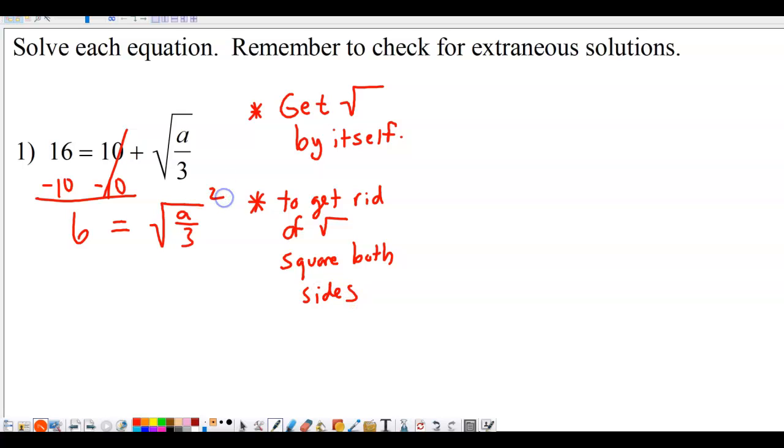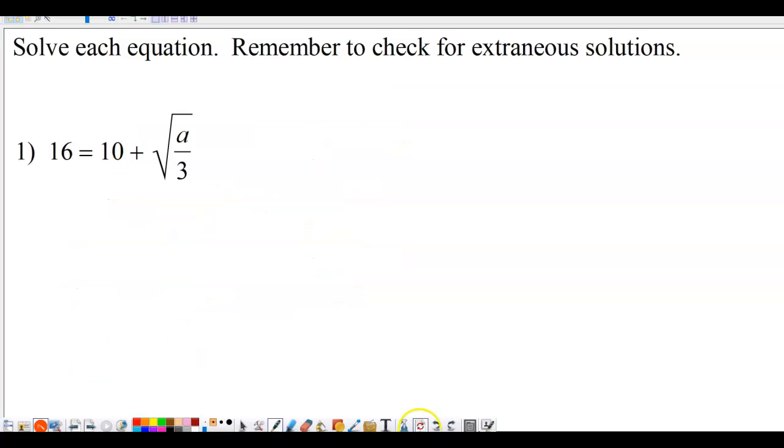Okay, so I'm going to square here, I'll square here. That gives me 36, and on the right side, these cancel, and I have a over 3. After that, you should be able to solve like normal. So just multiply both sides by 3 to cancel the denominator out there, and you've got your final answer. And I believe that would be 108 if I'm not mistaken. And there you go. So that's the basic idea of solving equations with square roots.